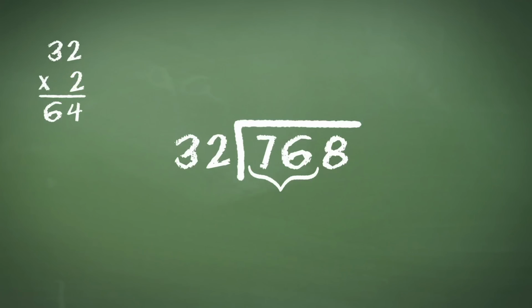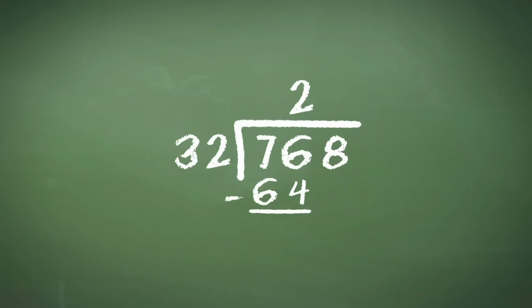We therefore put a 2 above the 6 in the tens column. We also write the 64, which represents the 32 times 2, underneath the 76. We then subtract the 64 from the 76, which gives us 12, as 6 minus 4 is 2, and 7 minus 6 is 1. We then look at the 12 and see that 32 doesn't go into 12. We therefore need to bring down the 8 in the units column of the 768.